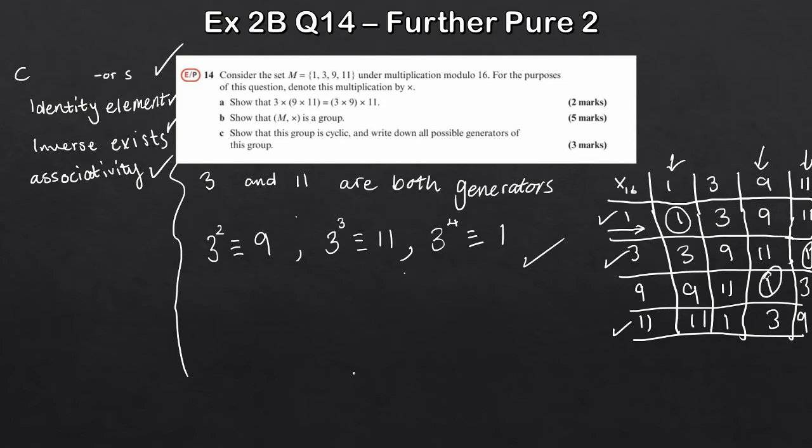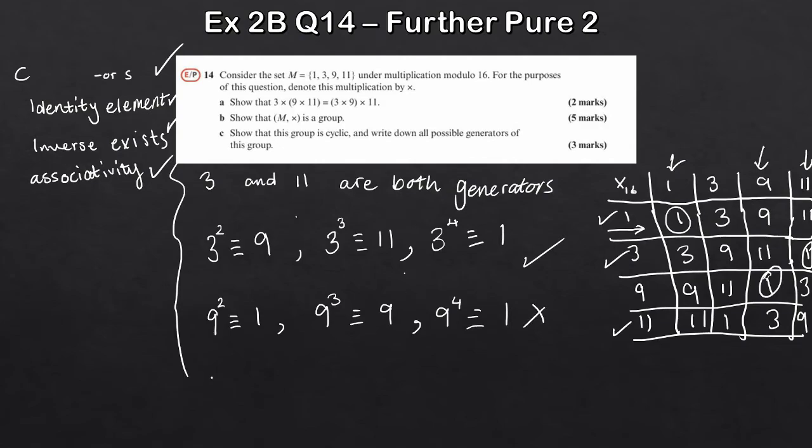Whereas if you tested this on 9, let's see what happens. So 9 squared would be 1. But the issue is, 9 cubed is going to be 1 times 9, which ends up with 9. And then if you test it again, that would be 9 times 9 again, we just end up at 1. So we end up in this little cycle there, so it doesn't work. What you need is to get every element. So it doesn't work for 9.